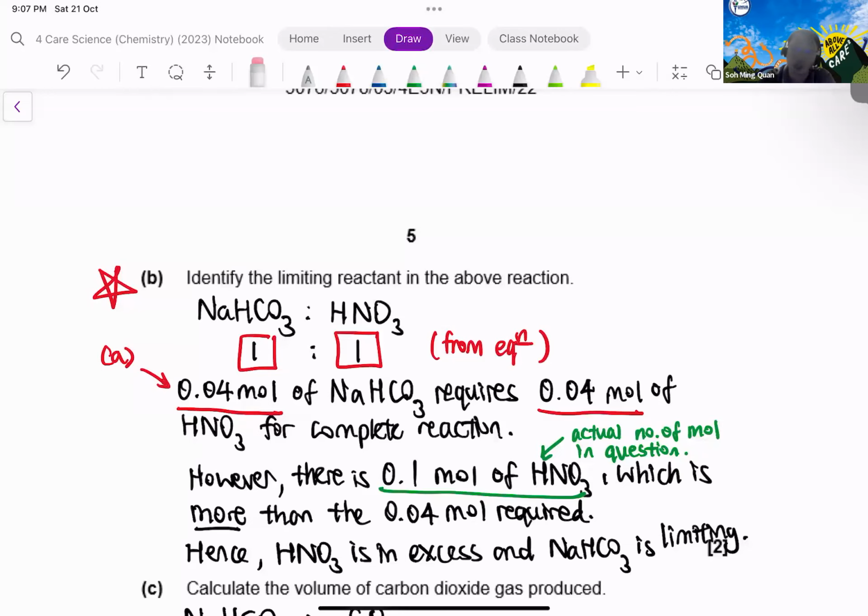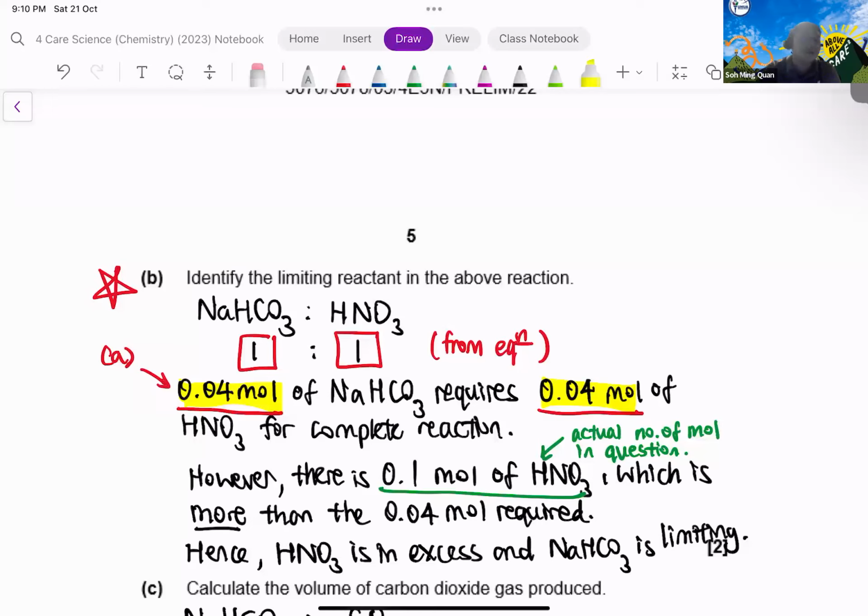All right, you always use the mole ratio, and then you use one of the numbers given to you or you calculated. The mole ratio tells you it is 1:1. So 0.04, 0.04. Then, however, what is the actual real number of moles given to you in the question? The actual number of moles given to you is 0.1, which is much more than 0.04. Okay? Now, in this case, the 0.1 is more than 0.04 moles required. That's why it's in excess. But what if it's less than what's required? If it's less than what's required, then that reactant will be limiting. Okay? So this is a really, really important question to learn from, how to present your answer for limiting reactant.